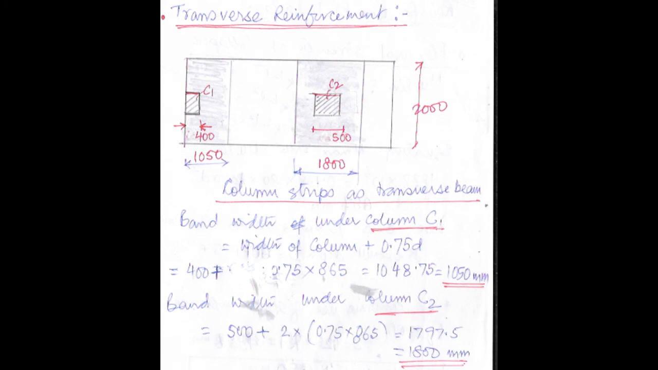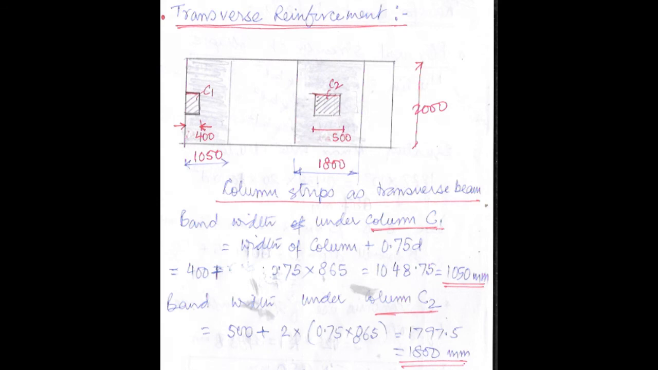In this part, I will design the transverse reinforcement of the combined footing. First of all, you have to look at the diagram very carefully, which I have drawn again. The base of the entire footing is of width 2000. I have drawn column C1, the size is 400, and column C2, the size is 500. Here I have shown the column strips as the transverse beam.